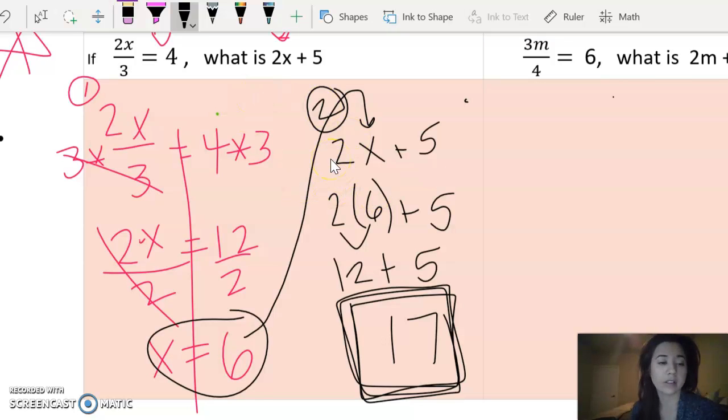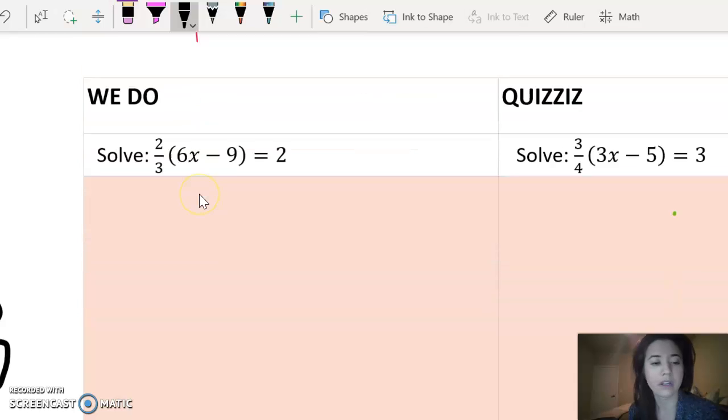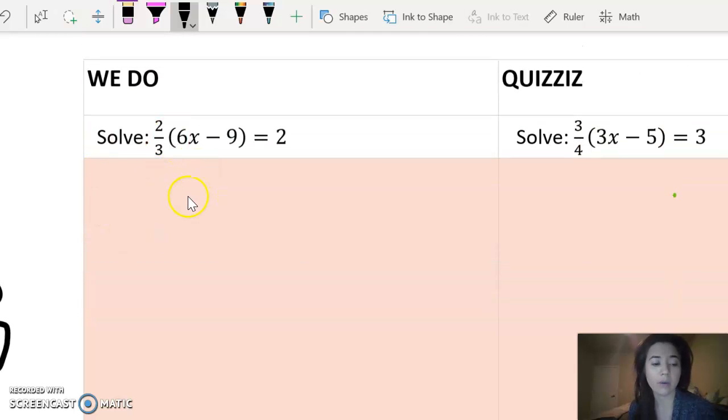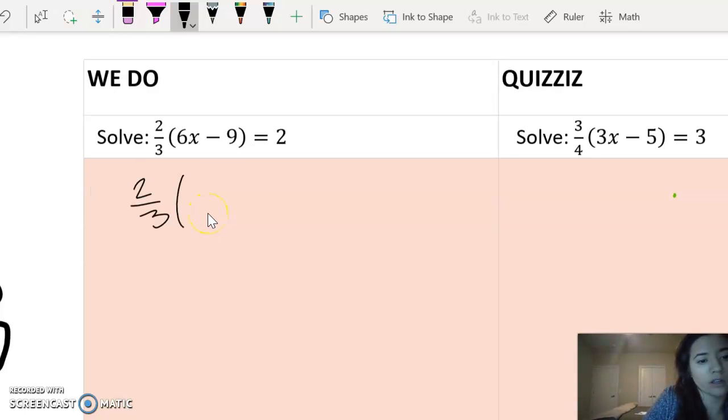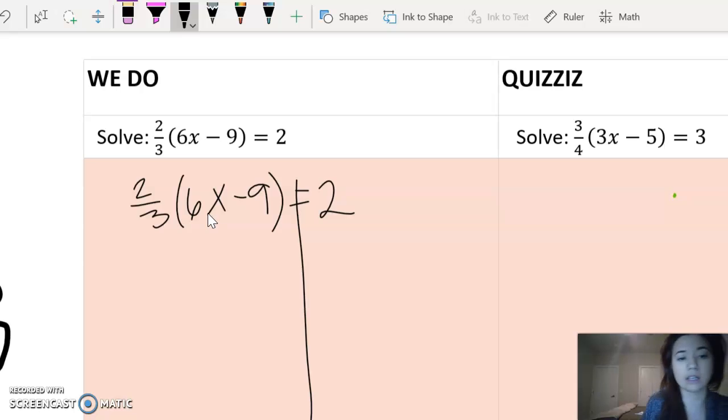All right, and then again, as always, pause me if you need to try and write this down. All right, the next solving equations one, we have a fraction here. So we have 2/3 (6x - 9) = 2. Okay, and I'm saying solve for x.